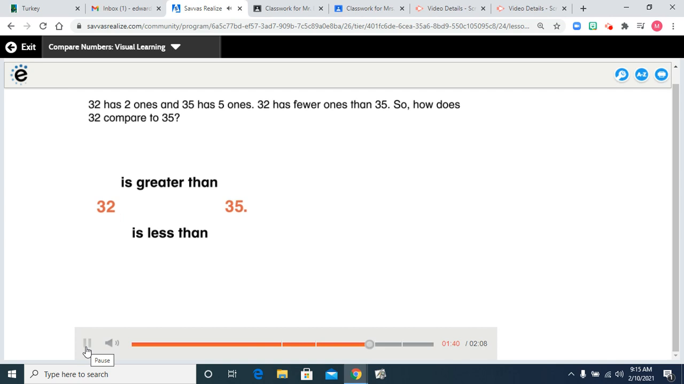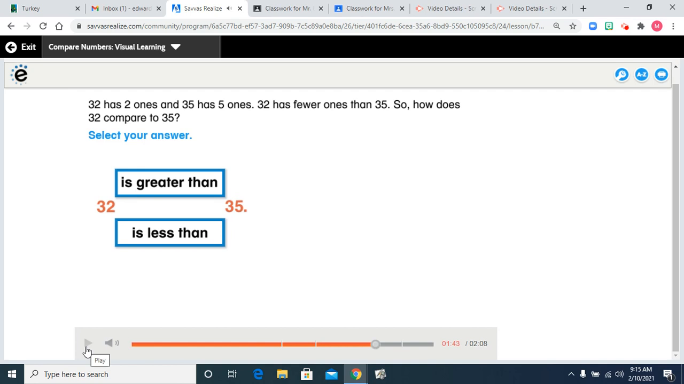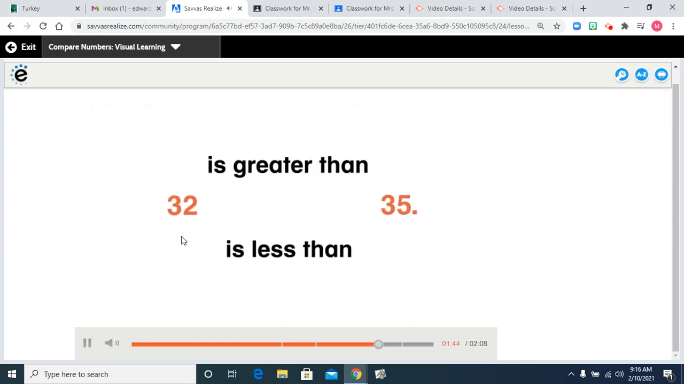So, how does 32 compare to 35? Select your answer. Okay, so the 3s in the tens place are the same. They both have 3 tens. And then we look at the ones place, 2 and 5. Now, which number is bigger, 2 or 5? And we know that 5 is bigger. So 32 is less than 35 because 35 is bigger than 32. 32 is less than 35.